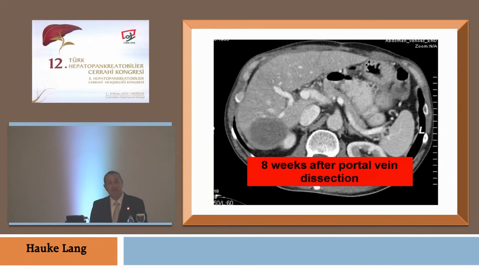Here, for instance, one example why portal vein ligation probably might not work in some cases. This is portal vein transection. It's 8 weeks after transection of the portal vein. There should be no right portal vein, but of course by collaterals the right portal vein is still perfused, and so it is not working in all cases.